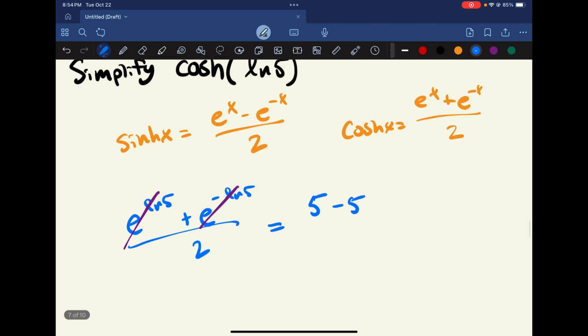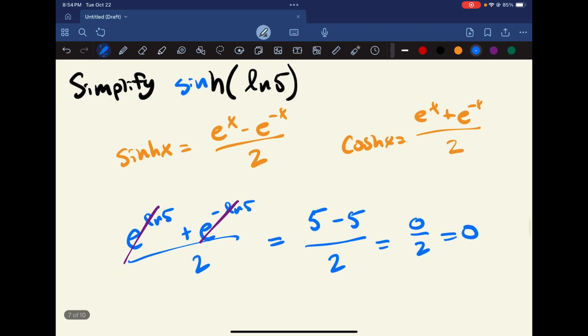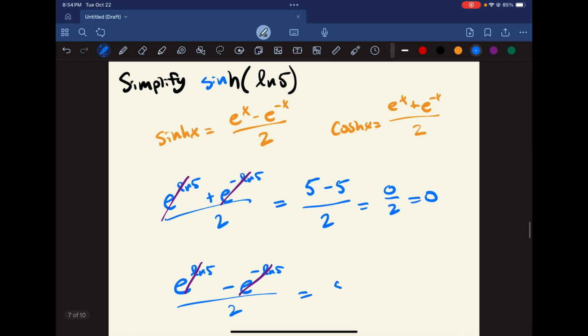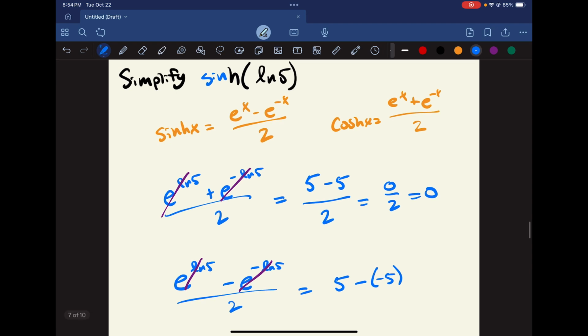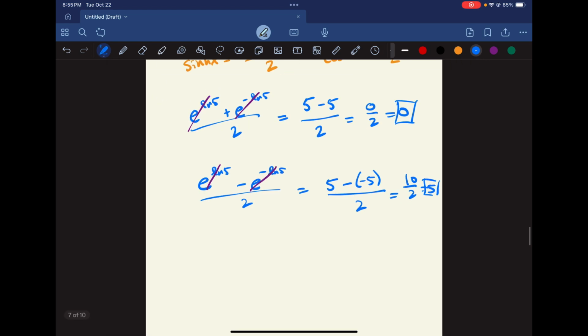So this is going to be 5 plus negative 5 divided by 2, which is going to be 0 over 2, which is 0. If this was, say, sine hyperbolic of ln 5, right, then it would be e to the ln 5 minus e to the negative ln 5 all over 2. Same thing would happen here. So here we'd be left with 5 minus a negative 5 all over 2, which would be 10 divided by 2, which would be 5. So that's how you would approach that kind of a problem.